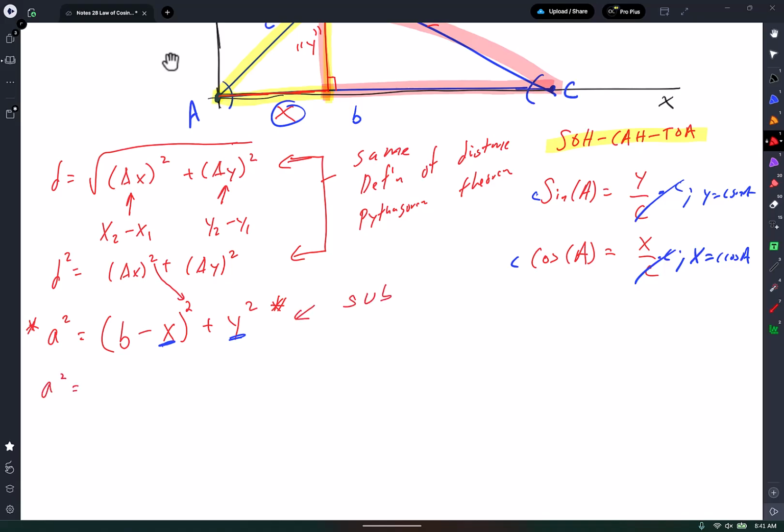A squared equals, parenthesis, leave that b alone there. B minus, and instead of typing out x, I'm going to type out c cosine a. Close it. Are we okay with that? Put a square on it. Plus, and I guess I'll put the parenthesis back in there. And I'm going to substitute what y is again. Y is c sine a. Close it, put a square on it. So are we okay up to here?